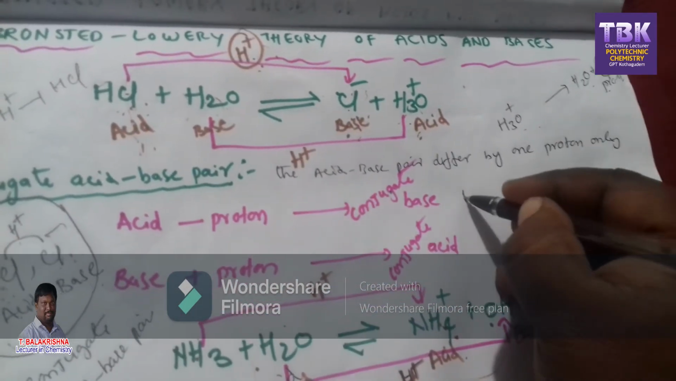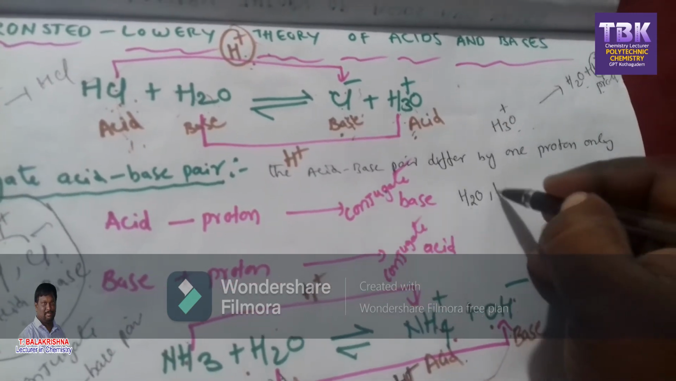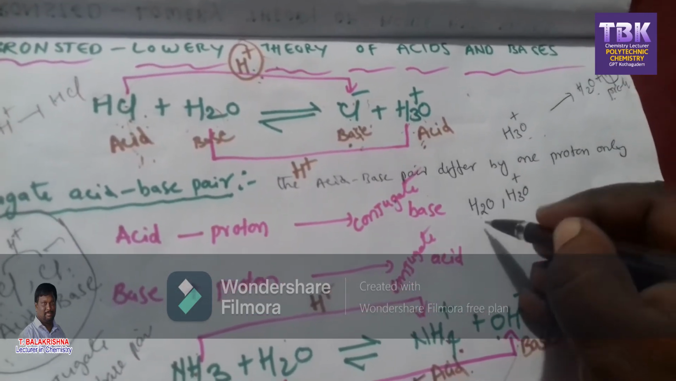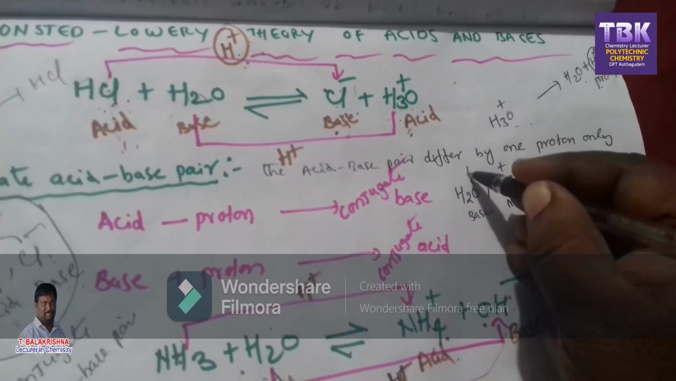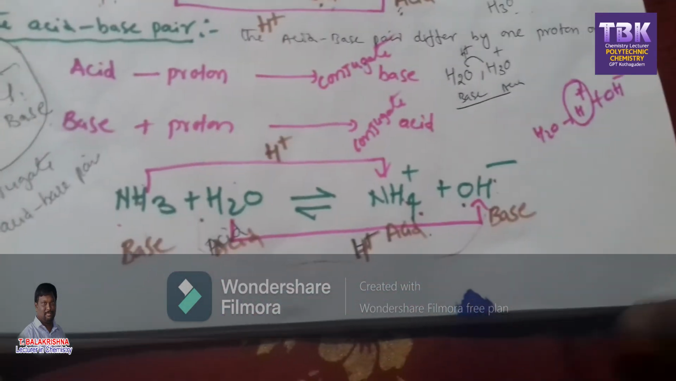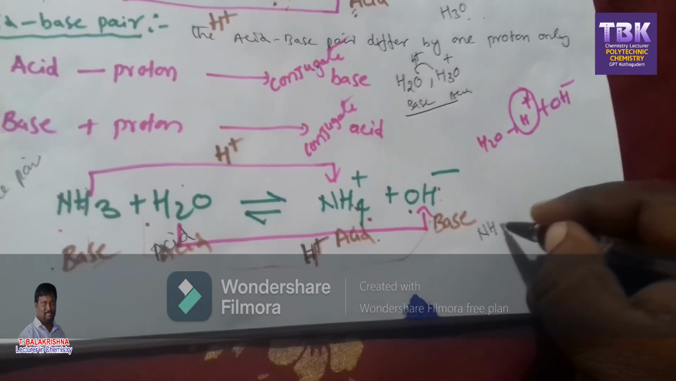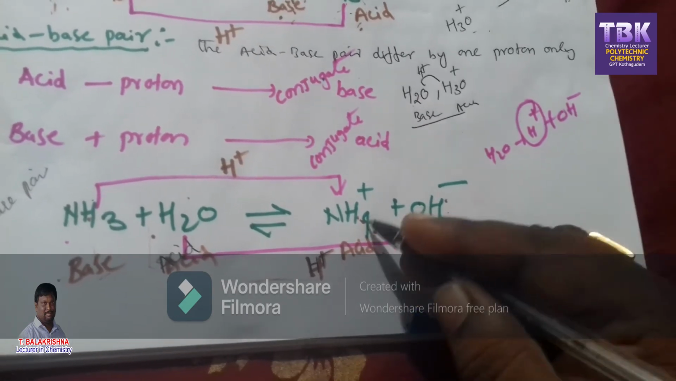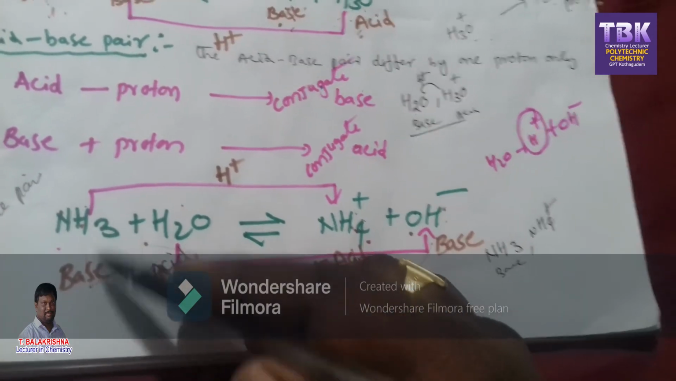H2O is a base, H3O plus is an acid. Okay, it is a base, it is an acid. What is the difference between these two? Only one proton. So it is also one example of a conjugate acid base pair. Tell me another example by observing this equation. NH3 is the base, NH4 plus is an acid. It is an acid, it is a base.